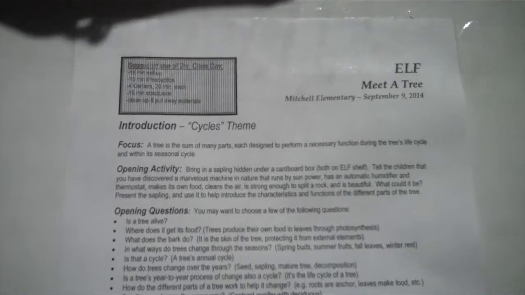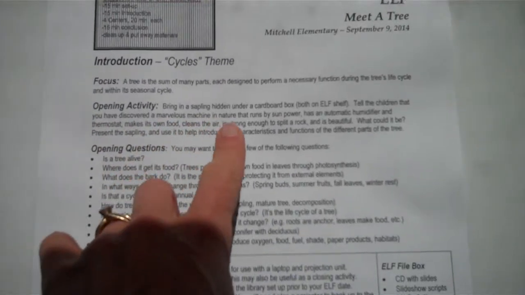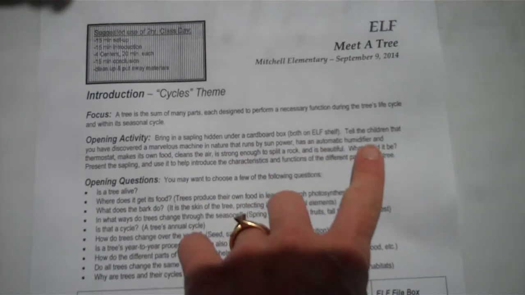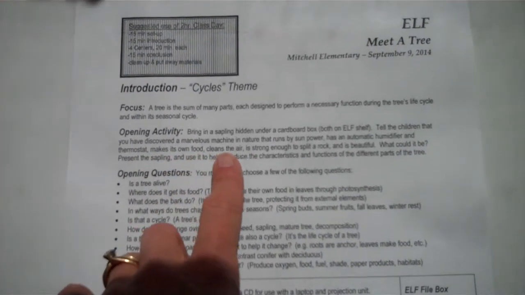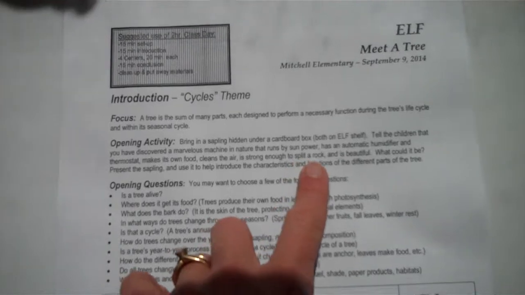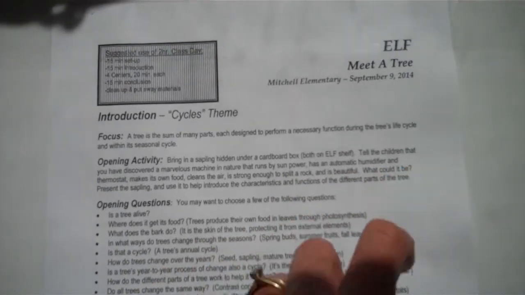So what you want to do is have that tree outside with one volunteer and have whoever's leading the introduction go to the children as they're all organized on the floor instead of in front of the puppet stage theater, and tell them that you have discovered a marvelous machine in nature that runs by sun power, has an automatic humidifier and thermostat, makes its own food, cleans the air, is strong enough to split a rock, and is beautiful. What could it be?